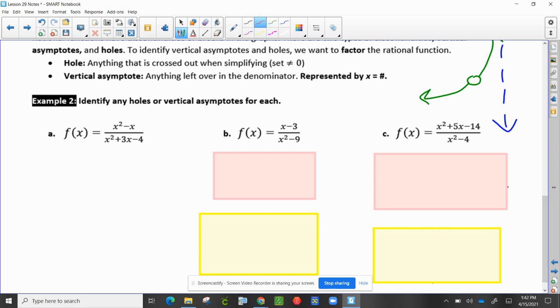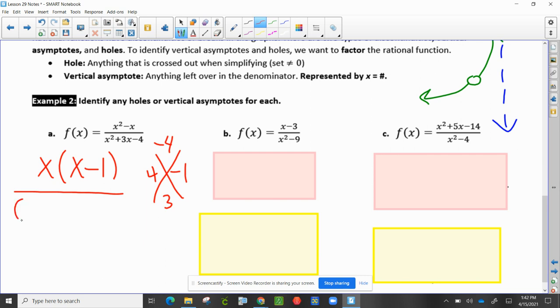So I'm just going to go through A. On the top, I can factor an x out from each term. That's going to leave me with x minus 1 left over. Okay. On the bottom, I have a trinomial. So we have factors of -4 that add to 3. So that would be what? +4, -1. So this would factor as x plus 4, x minus 1.